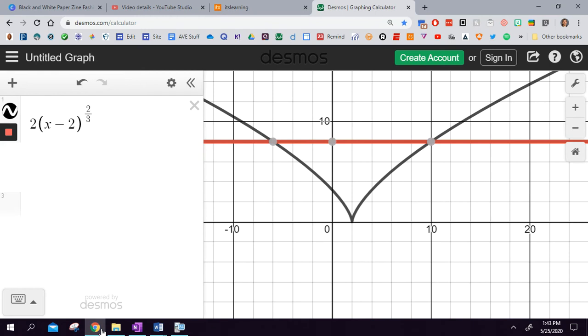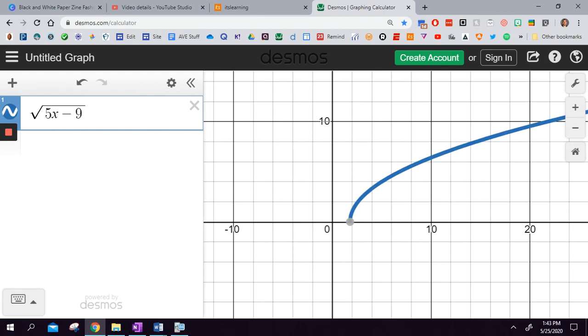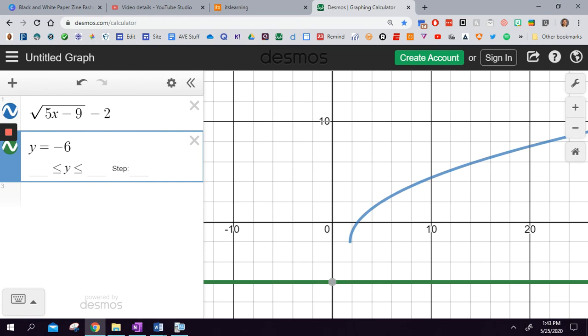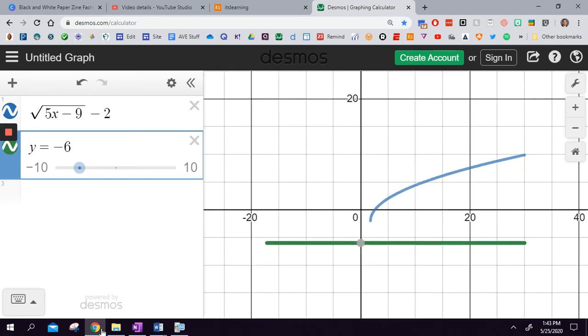All right, so if I went back to here and I graphed that thing just so you could see it. So the square root of 5x minus 9, and then we had a minus 2 out here, and we were trying to figure out when that was equal to -6. It's not equal to -6. Here's this graph, this blue line. Here's that green line, that's -6.